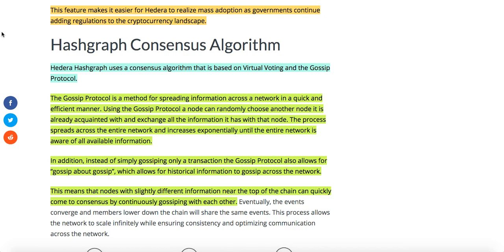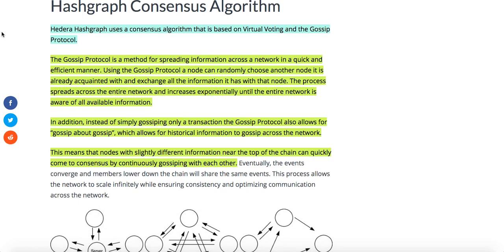In addition, instead of simply gossiping only a transaction, the gossip protocol also allows for a gossip about gossip, which allows for historical information to gossip across the network. This means that nodes with slightly different information near the top of the chain can quickly come to consensus by continuously gossiping with each other.